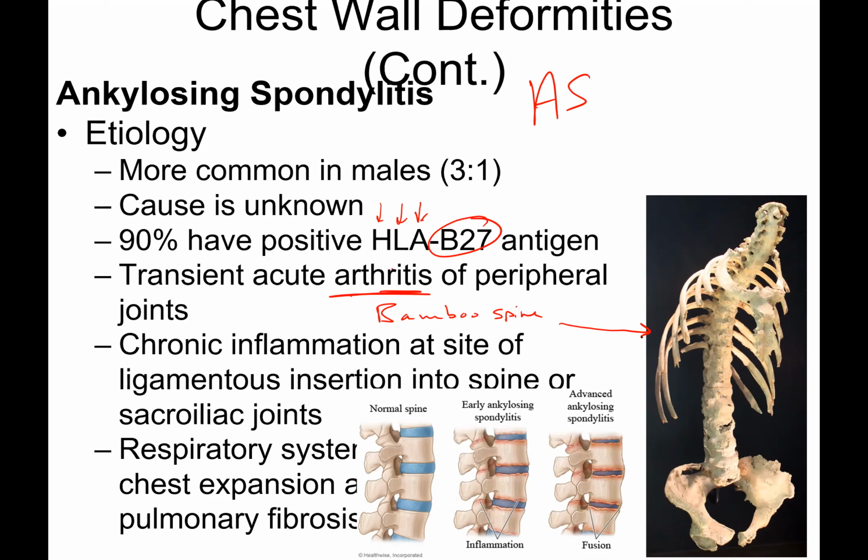Okay. So it's chronic inflammation. It's a significant type of arthritis. It hurts. It starts to degenerate usually from the hips, and it works its way up the spine.